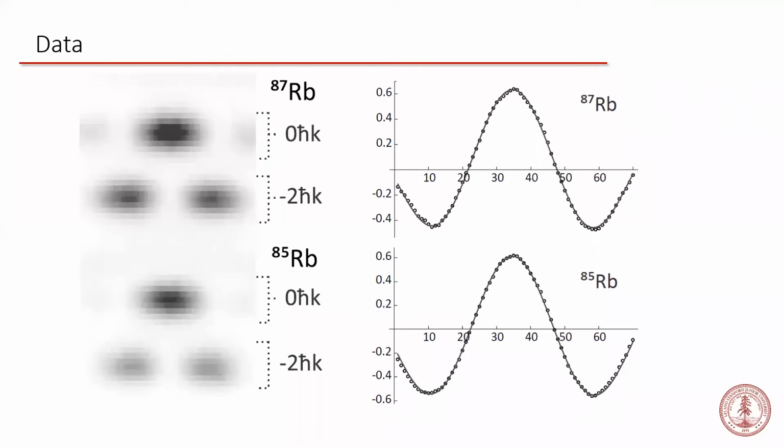I know you did say this, and I missed it. The 2 paths that you're interfering, what do they look like again? Yeah, so it's really a superposition of 2 spatial paths. Basically, the atom is always in the same internal state throughout the interferometer, and we're just affecting its external degrees of freedom with the laser pulses.